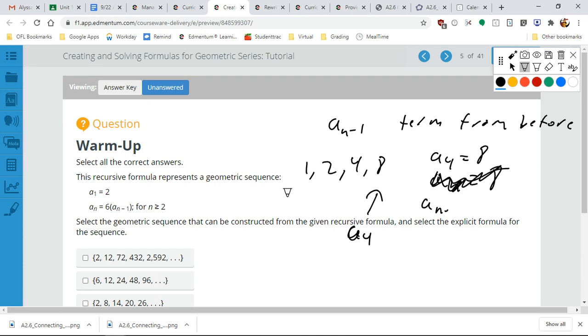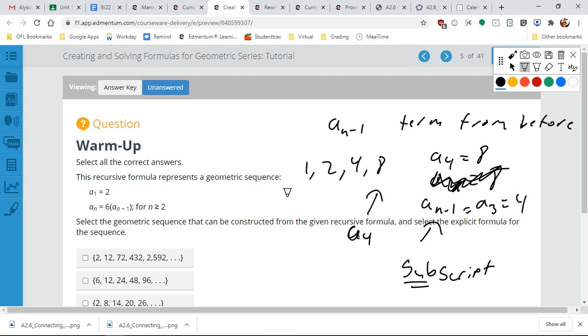My n minus 1, if I'm talking about A of 4, would be A of 3. A of 3 would be 4. So this just means, so A sub, and it's called sub, as in subscript. That's why they say sub, because I don't want to say A subscript 4. I just say A sub 4.